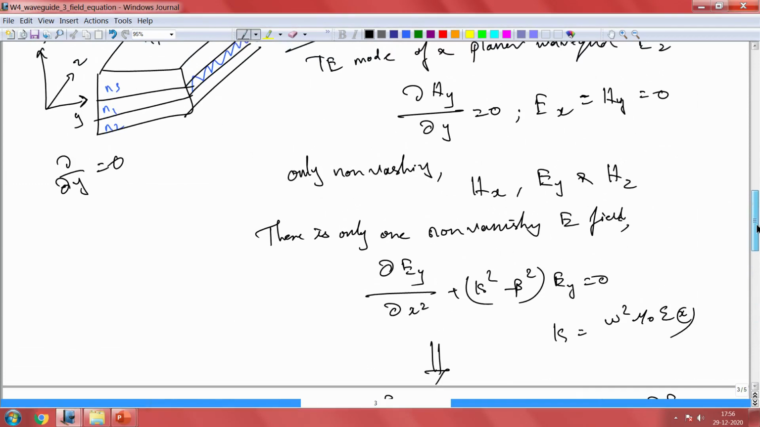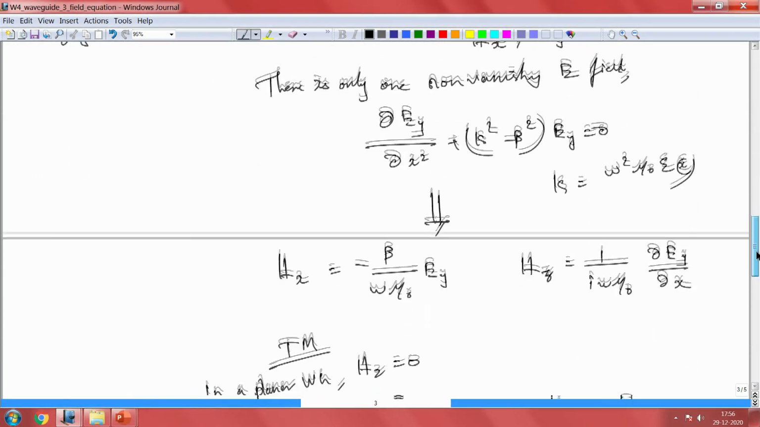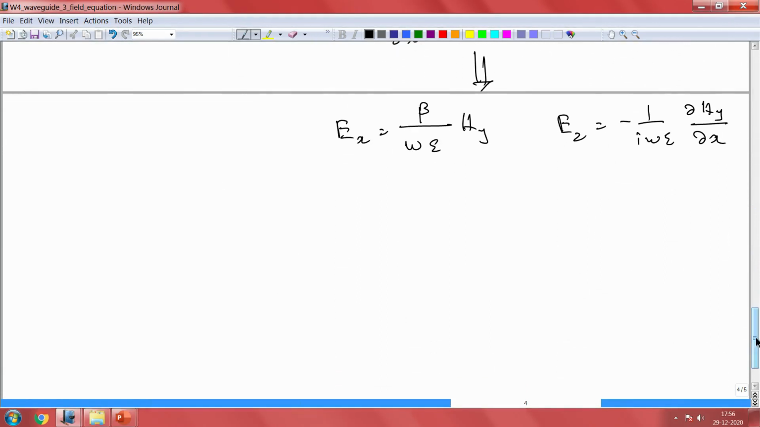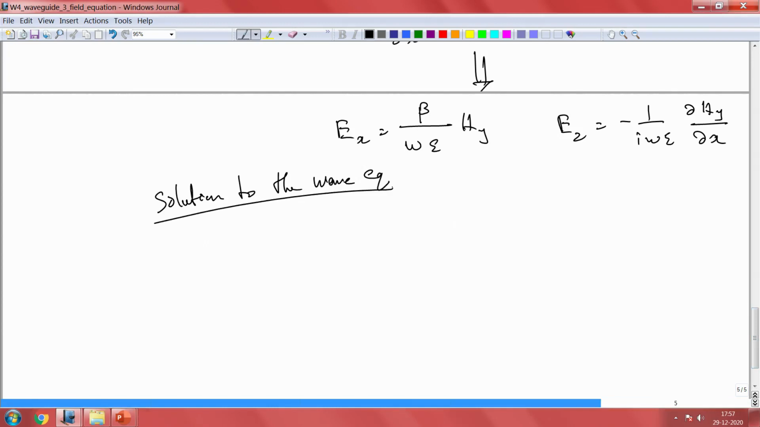So this is just the wave equation. We don't know the solutions for this. So we know we have formulated the wave equation, but we need to find a solution to this wave equation. So let's look at how the solution could be. The solution to the wave equation. So let's assume that this is how the solution will be, for a TE field.